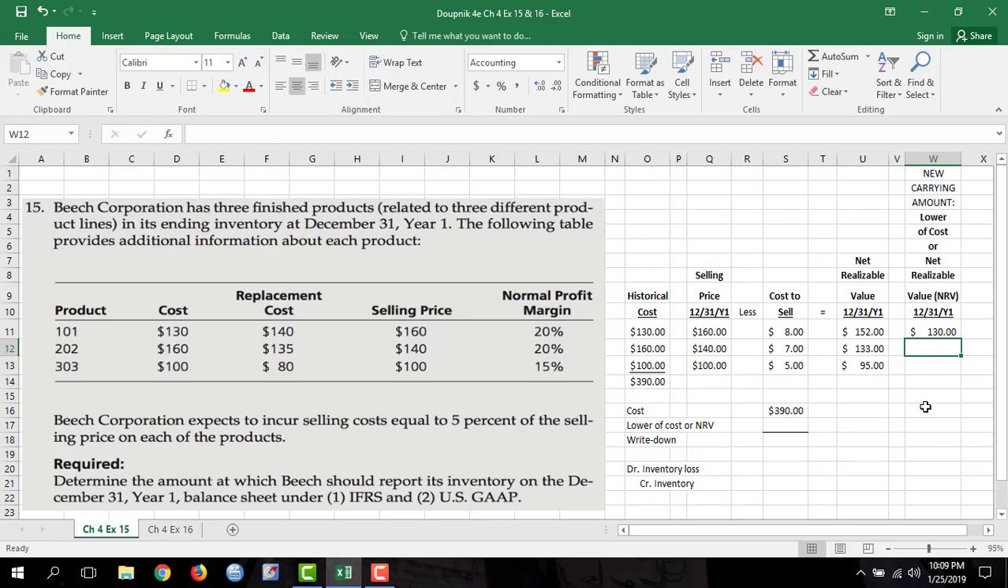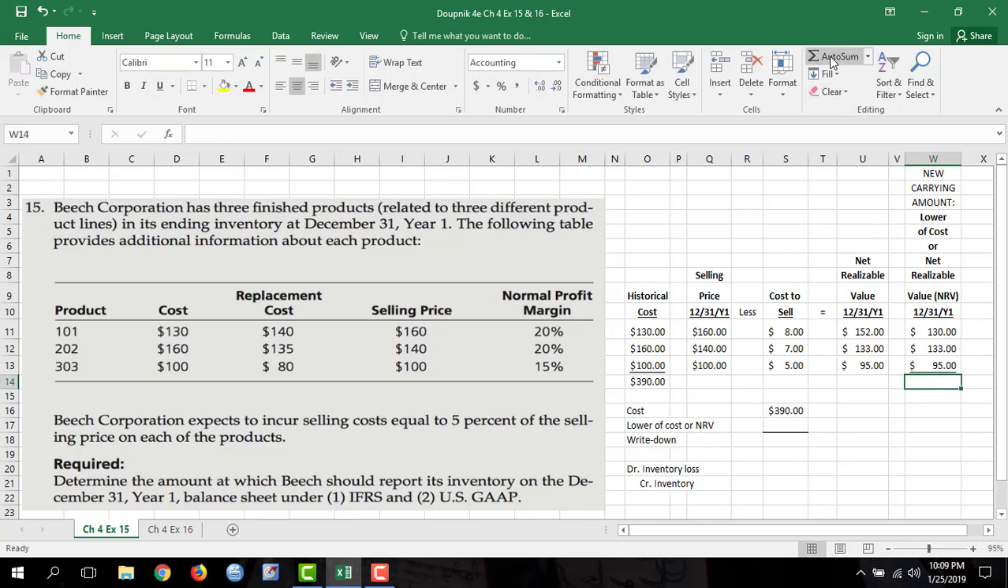For Product 202, historical cost is $160 and net realizable value is $133. The lower of those 2 values is the net realizable value of $133. So that will be the new value of the inventory for Product 202 at the end of the year. And we'll do the same procedure for Product 303, historical cost of $100 versus net realizable value of $95. So the lower of those 2 values is the net realizable value of $95.